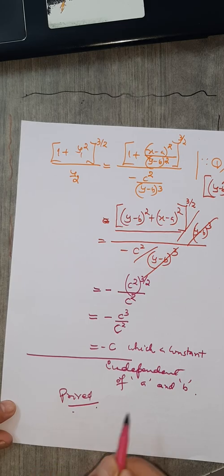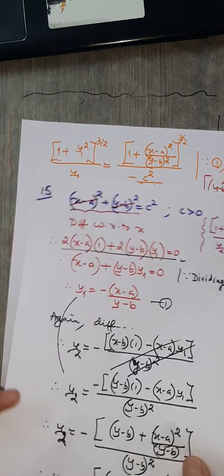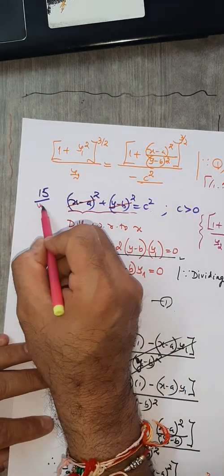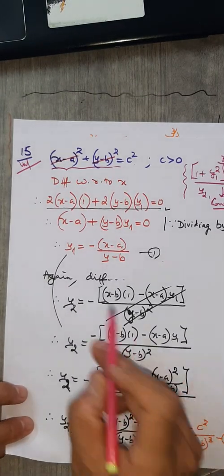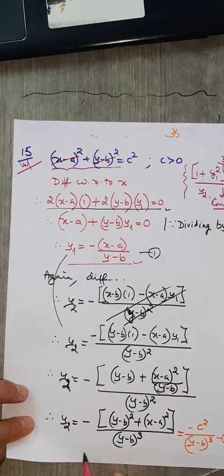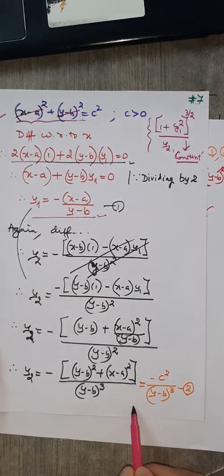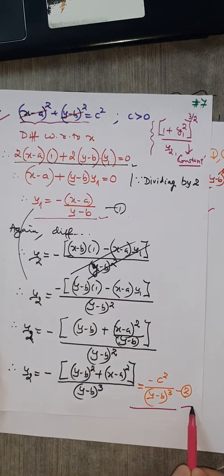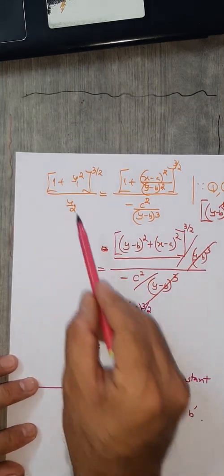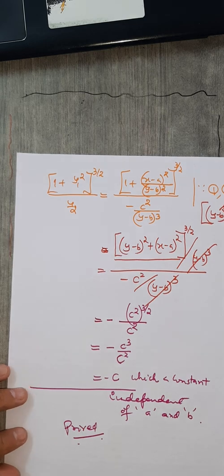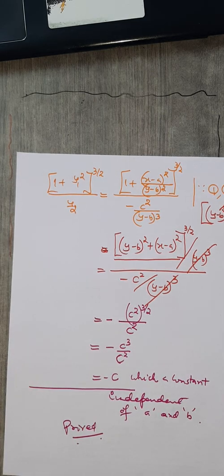So this is a good example. It's an important example. It's not difficult, remember. What you did in the entire solution, you got y1, you got y2 here, and both the values you have placed in this expression and you have simplified and you got the constant finally.